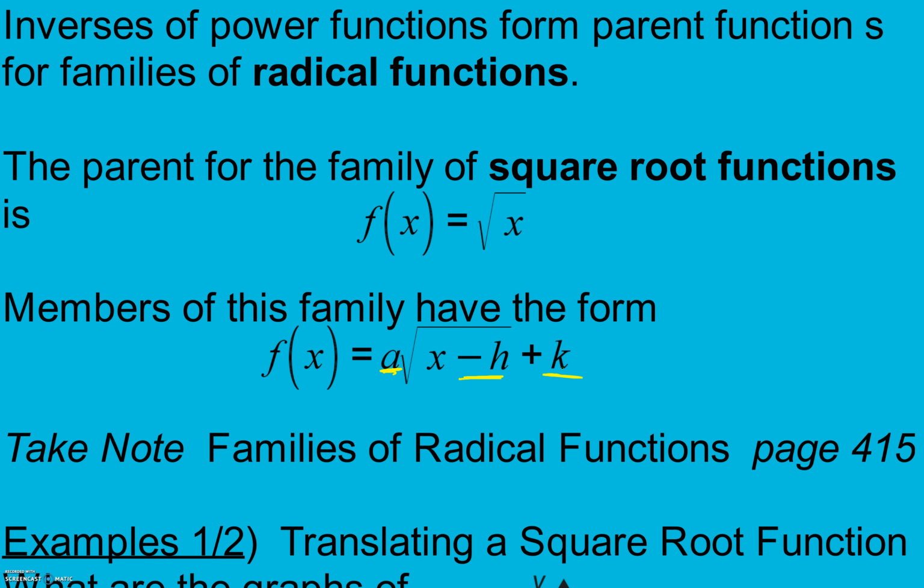Reflections in the x-axis means there's a negative out in front. Stretches, like I said, are the a values, or compressions. And translations are horizontal, h units, vertical, k. Keep in mind, the difference between those is that the h is inside the radical, just like it used to be inside the absolute value bars or inside the parentheses before we took it to a power. Same idea here. And the k is after the fact.